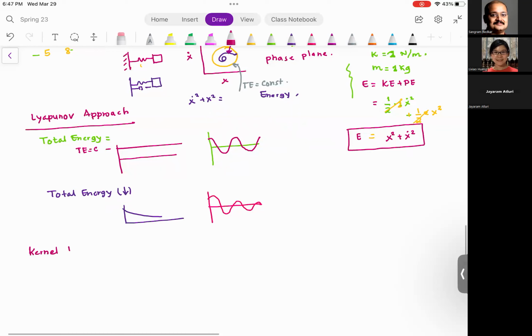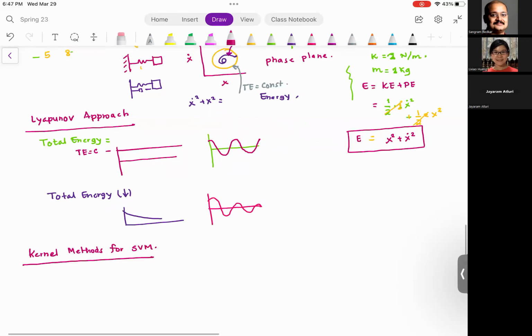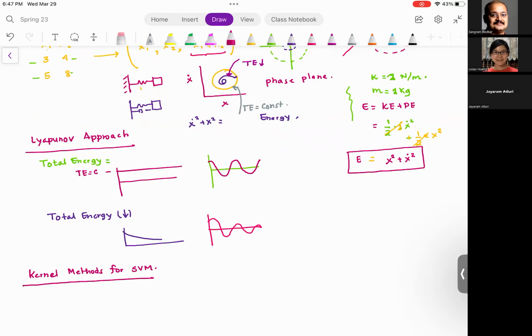So kernel methods for SVM. If you have a system that has a damper, what I've shown over here is how the system looks.